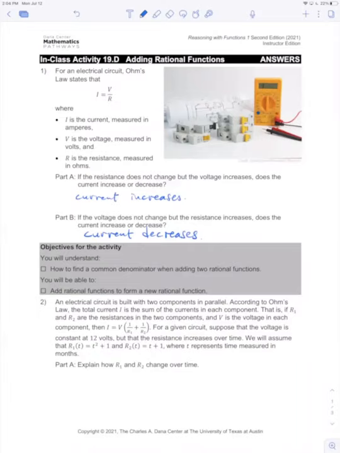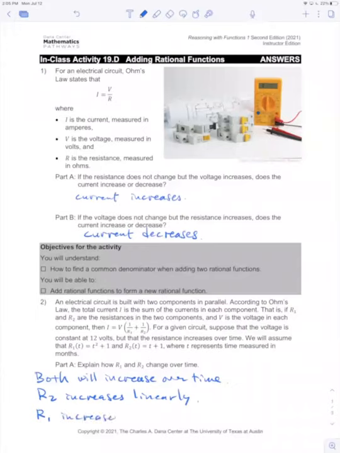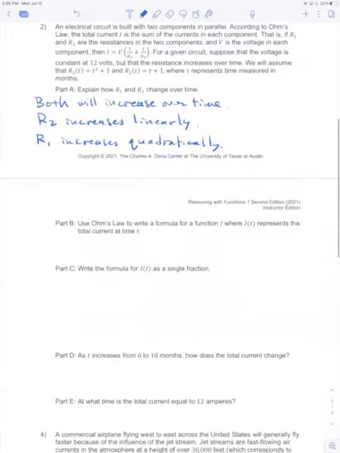Part A, explain how R1 and R2 change over time. Well, both will increase over time. And we can say R2 increases linearly. And R1 increases quadratically. Let's go on to the next part. There we go, part B.